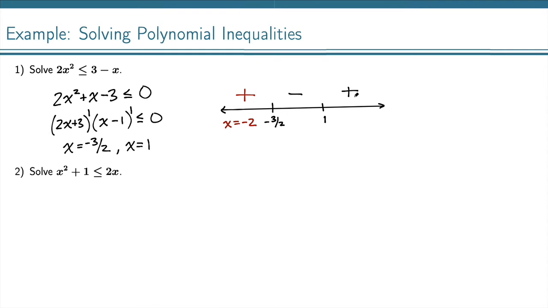So now that I have my signs, I look here and I want my polynomial to be less than or equal to 0, meaning I want negative values. So I see negative values here between negative 3 halves and 1. So my solution is from negative 3 halves to 1. And because this is less than or equal to 0, I include the equals 0, meaning I include these zeros here. So I'll include negative 3 halves and I'll include 1. So brackets in my interval notation to indicate that those are included in the solution.